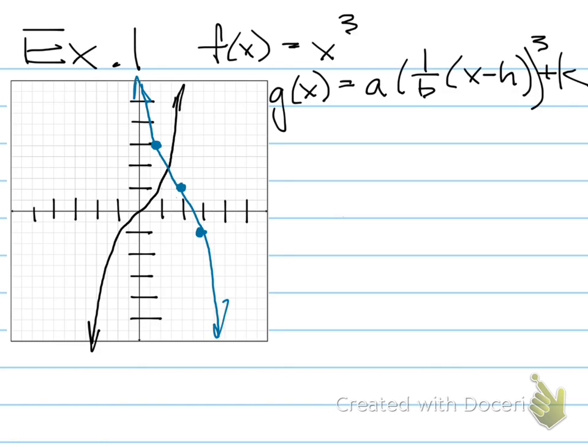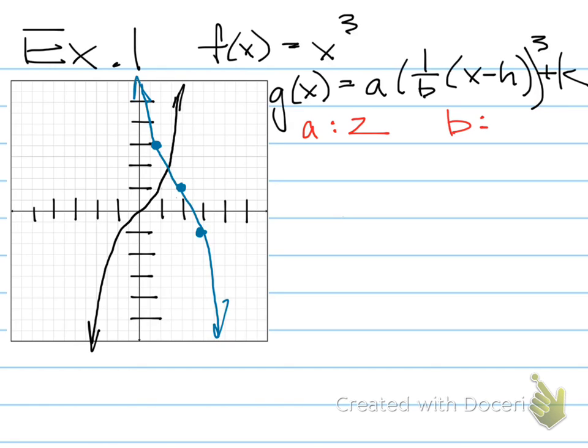In this graph, we want to identify what we're doing to the parent function, the cubic function in black, to get the transformed image in blue. We can see that it is being translated 2 units to the right and 1 unit up. So h will be 2, k will be 1. And we can also see that it's being stretched vertically by a factor of 2. So a is going to be 2.